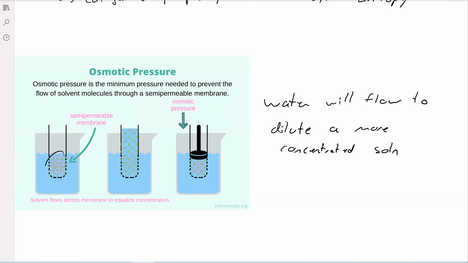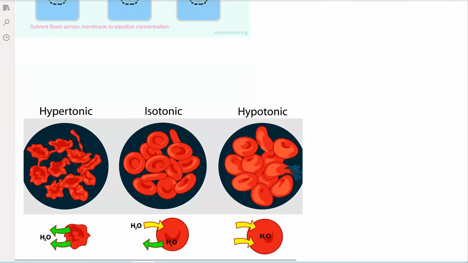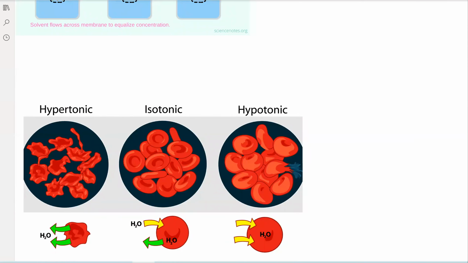Right, so it's acting to dilute it. Right here, we've got a lot of particles in a little bit of water, and now we have the same number of particles in more water, so we've become more dilute. And so the osmotic pressure is basically the pressure caused by this process. We're not going to talk about it too much. We just want to bring it up due to its application in medicine.